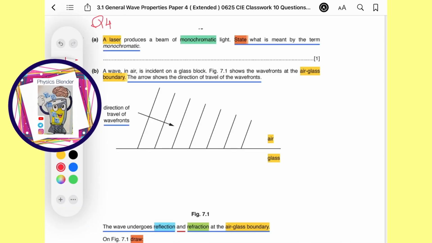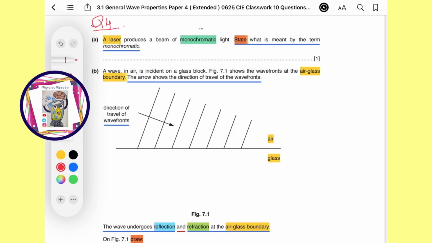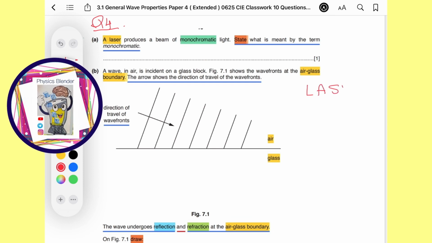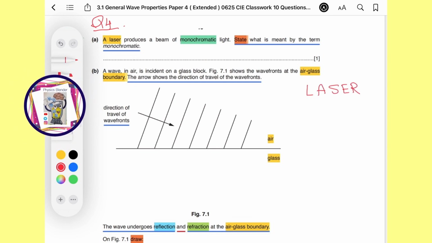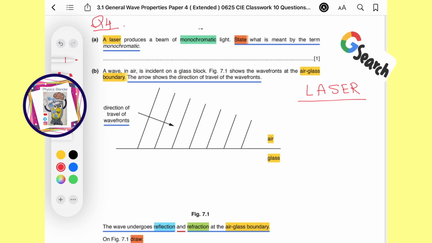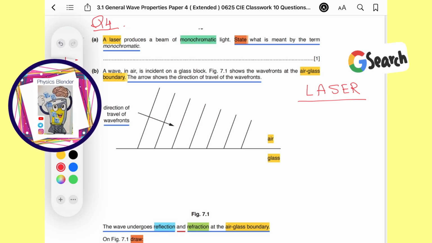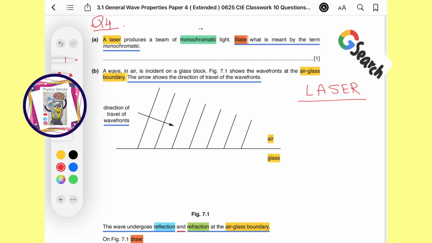Question 4. What's meant by monochromatic light? A laser produces a beam of monochromatic light. Can you tell me, guys, in the comments, what do you mean by laser? What do you mean by monochromatic light? Light of single color. It has one single wavelength, one single frequency.